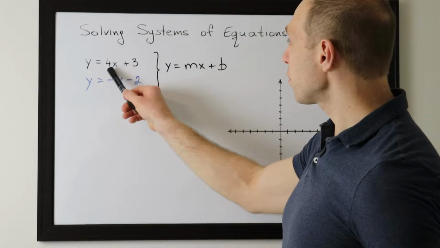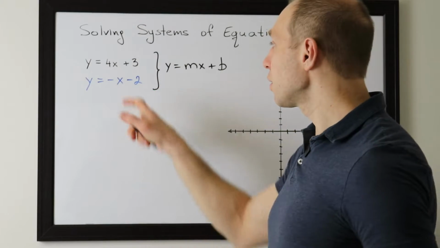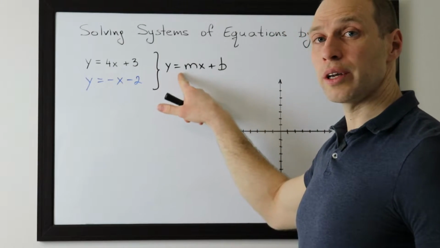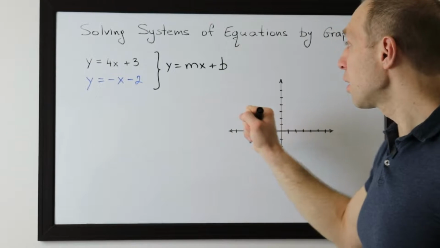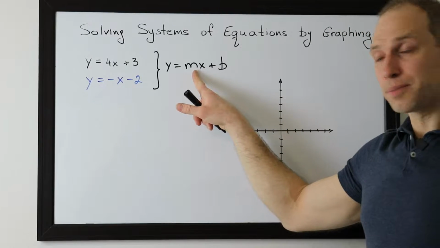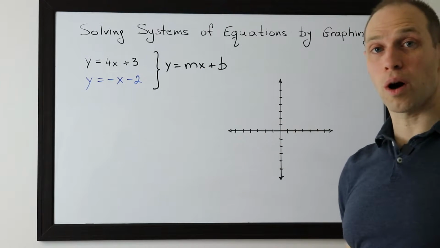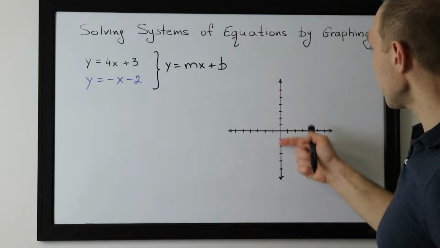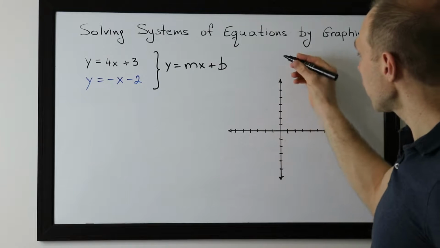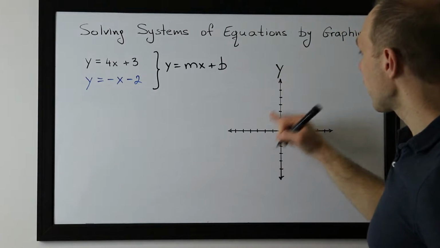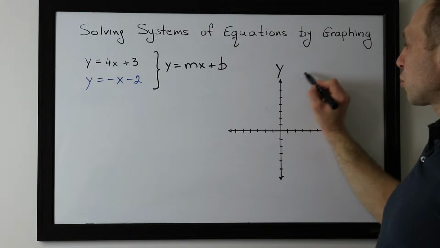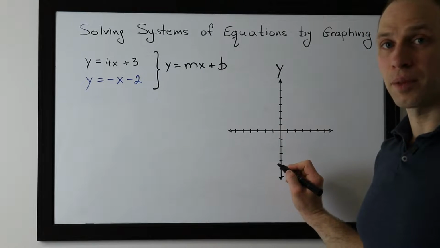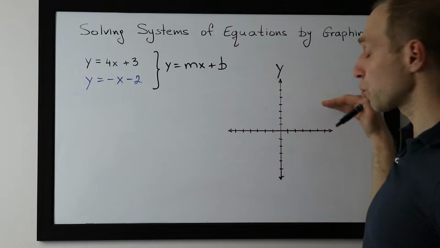Just a little reminder of what a linear equation is. A linear equation in slope-intercept form is written as y equals mx plus b. M represents the slope and b represents the y-intercept. The y-intercept is the place where the line crosses the y-axis. A line can travel either upward or downward. Sometimes it can be vertical or horizontal.